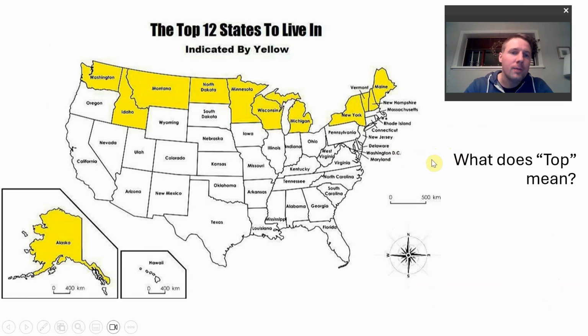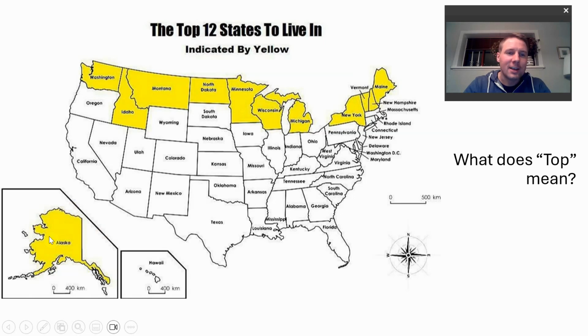So this is about the top 12 states to live in, indicated by yellow. You'd expect that when we talk about the top 12 states in the United States to live in, you'd be talking about things like level of education, transportation, housing prices, and so on. So the living standard in the states. But in this case, the person who made the picture just took the northernmost states, the states in the north.